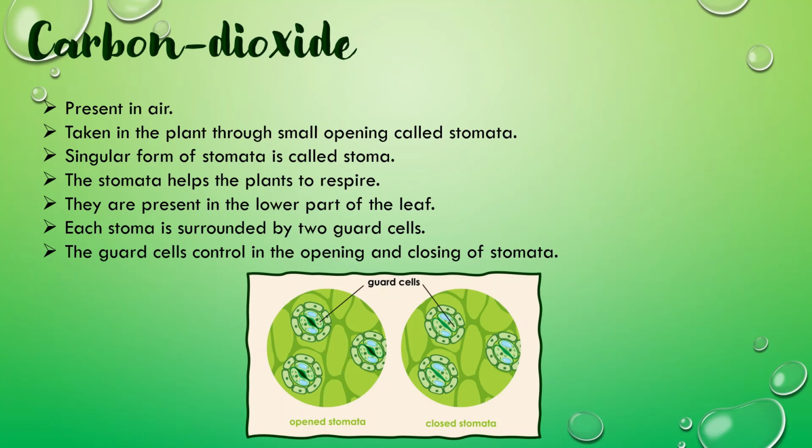The stomata are present on the underside of the leaf, and the singular form of stomata is stoma. Each stoma is surrounded by two guard cells. The guard cells control the opening and closing of the stomata, as you can see below. Now let us brush through some small definitions that we need to know.